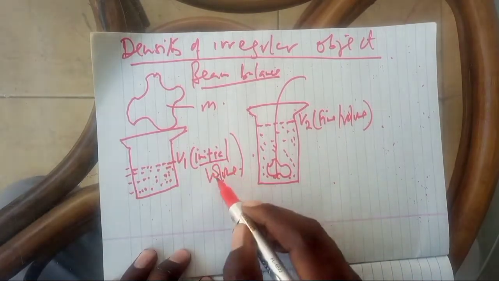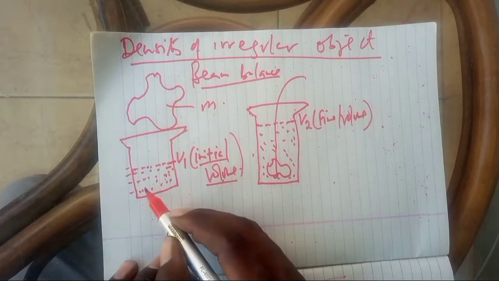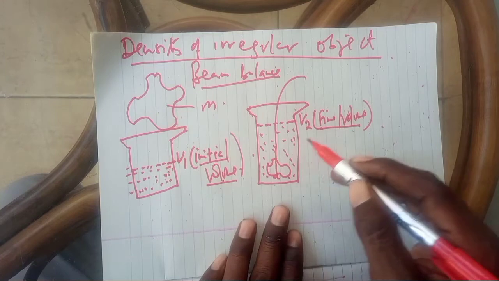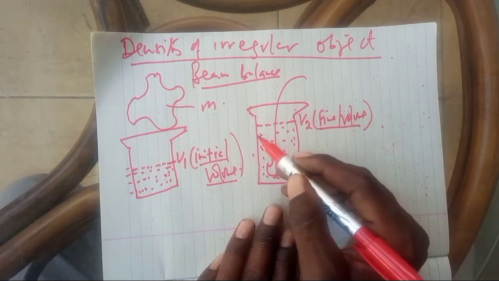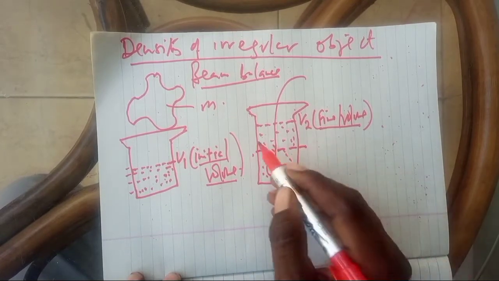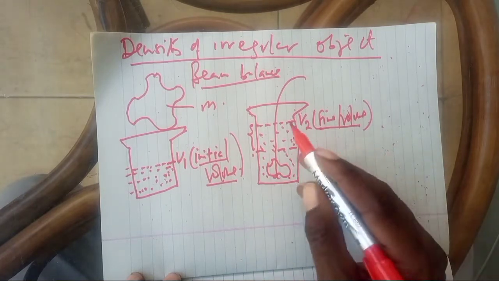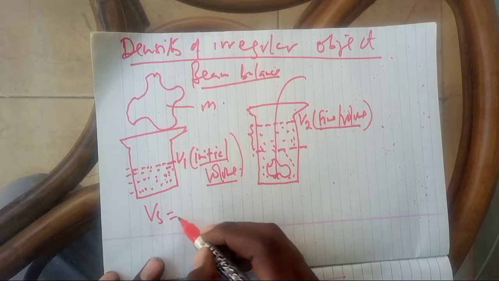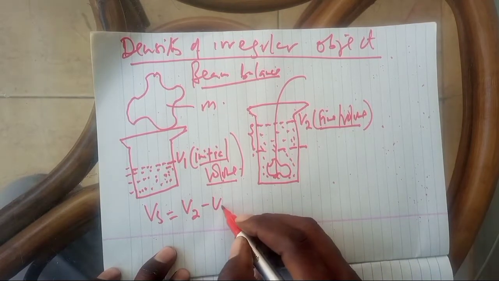This initial volume is the volume of the liquid before dropping an object into it. But the final volume is the volume of liquid after you have dropped an object into it. The liquid will rise. The level of the liquid will definitely rise. Before, it was here. Now, this is an increase of the volume of the liquid. And therefore, to find out the volume of this object, the volume of the solid will be equal to the final volume minus the initial volume.